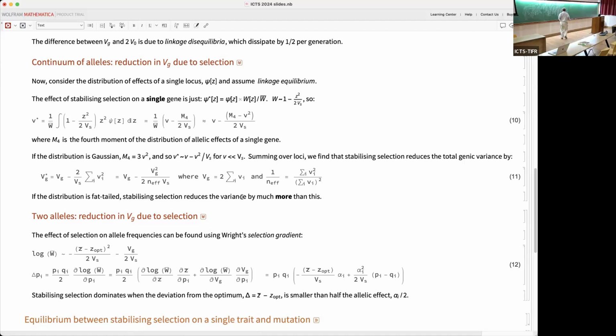we have that z bar is equal to twice the sum of alpha i p i. So the change in mean with respect to a change of allele frequency is just twice the effect. And we also have that Vg is equal to twice the sum of alpha squared p i q i. And the derivative of p times 1 minus p times q is equal to 1 minus 2p, which is q minus p, and so on.